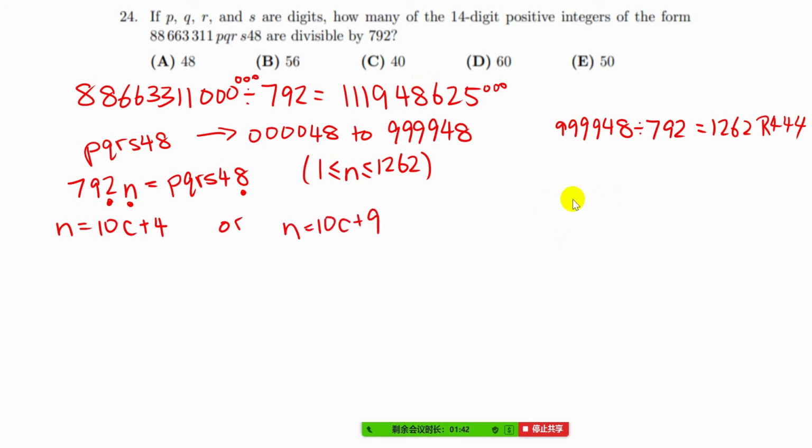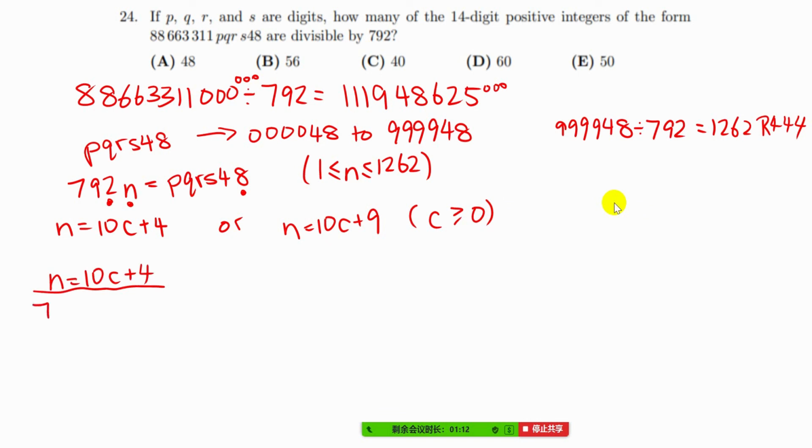And then over here, the c just determines the tens digit of n, because n could be 4 or 14 or 24 or 34 and so on. And for c, it just has to be greater than or equal to 0, because it could be 0 and n would just be 4 or 9. And then we discuss these 2 situations. The first one is when n equals 10c plus 4.